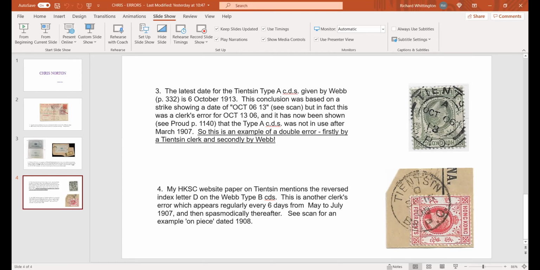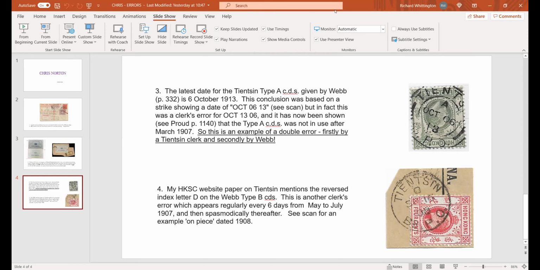I think there are in some cases errors, if you want to call them that, and in other cases they are some form of identifier. Yeah, that's right. Right, good. And sometimes they were just done for fun, like in the branch post offices.